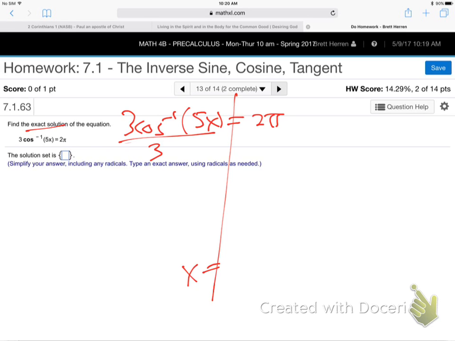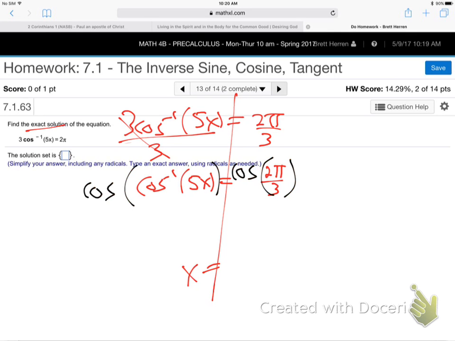So first step, get rid of that 3. All right, cosine inverse 5x is 2 pi over 3. Good. Next step, we have to get rid of that cosine inverse. How are we going to do that? Cosine, exactly. I can't divide. Remember, it's not multiplication, but you do the opposite. The opposite of cosine inverse is regular cosine, and then they just cancel each other out. Everybody with me?